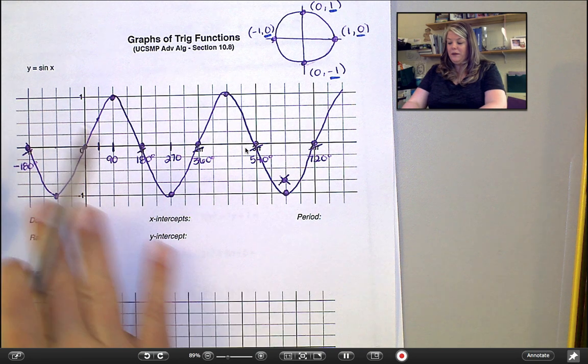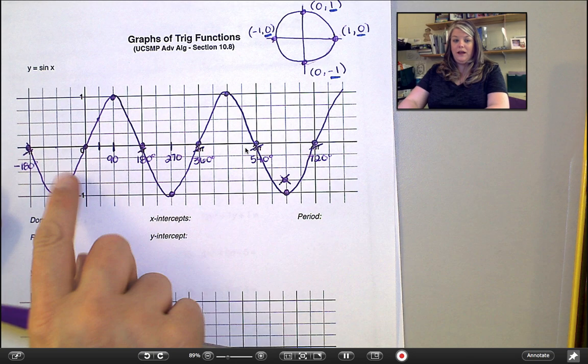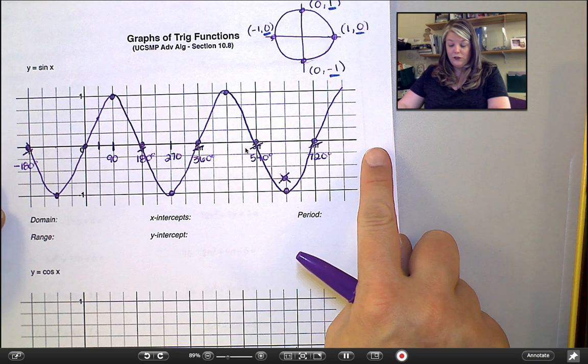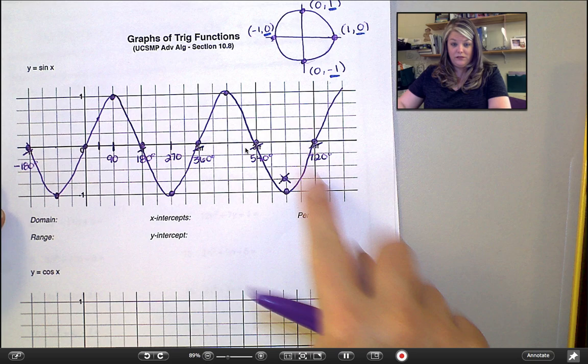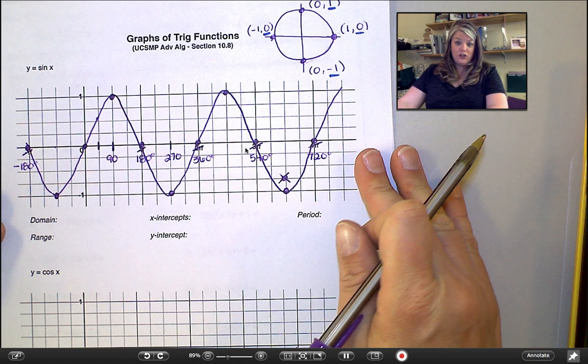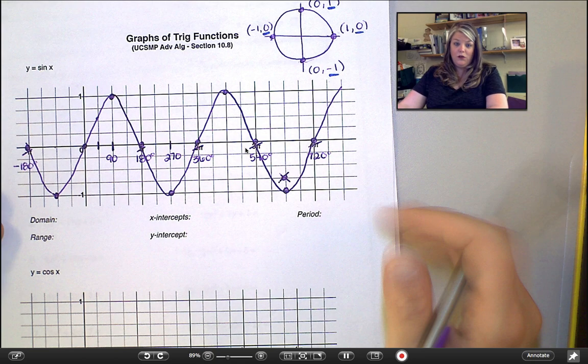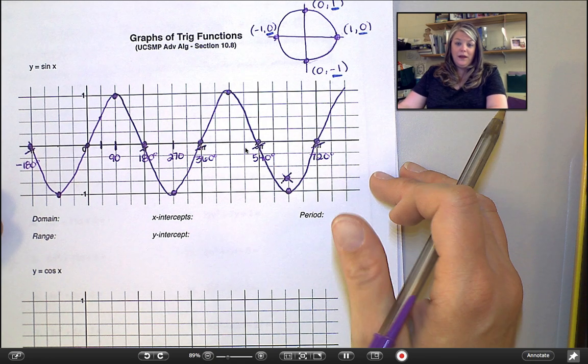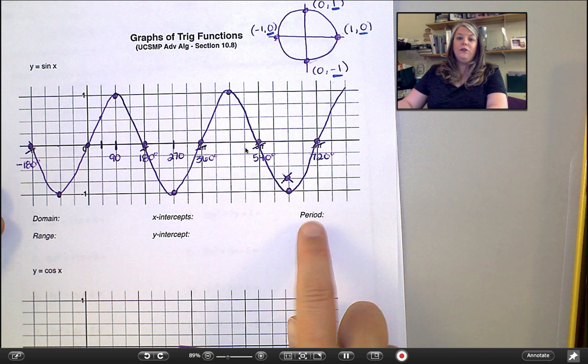Okay, so let's talk about some things. First of all, I hope you get that this is going to continue forever and ever, and it goes in these cycles, right? And so the fact that it cycles makes this a periodic function. Periodic just means it repeats over and over and over again, okay? And we're going to talk about that when we talk about the period of the function.